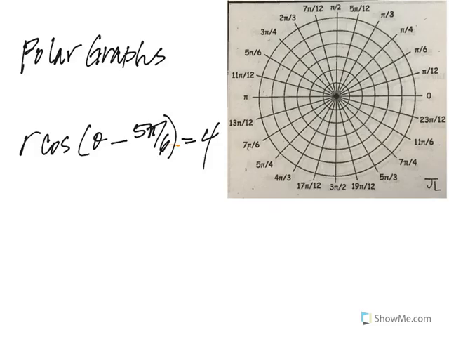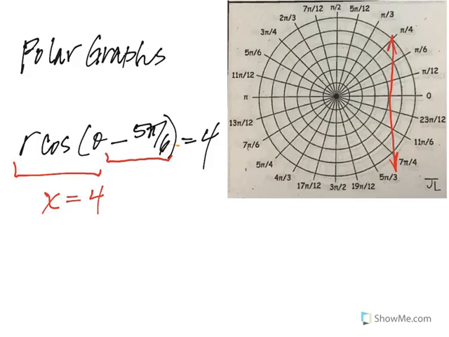Now, there's a twist to this slightly. No pun intended, but if I have r cosine of theta minus 5 pi over 6 is equal to 4, and I just for the time being disregard this portion right here, then this expression right there is x is equal to 4. So if I start out, x is equal to 4, I'm 4 units to the right, 1, 2, 3, 4, looks something like this.